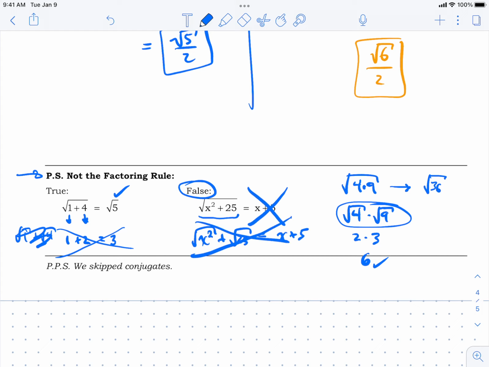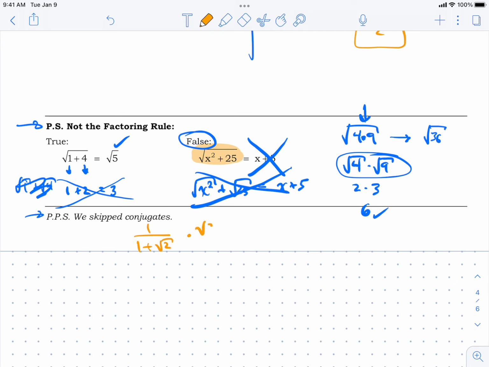The last postscript is simply that we skipped conjugates. What's that mean? Conjugates are a special case. So if you ever had something like maybe 1 over 1 plus square root of 2, what we've been doing would not work. You'd say, oh, I'll multiply top and bottom by square root of 2. So I got 1 times square root of 2 on the top. And the reason it's not working is clear right here because you have to distribute these things. You're going to have 1 times the square root of 2, and then, it didn't work, right? You still have a radical in the denominator. So I'm trying to say don't do it that way.